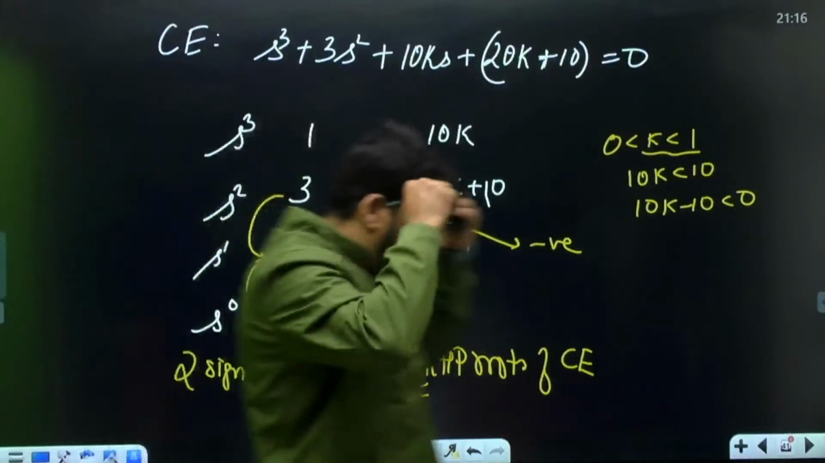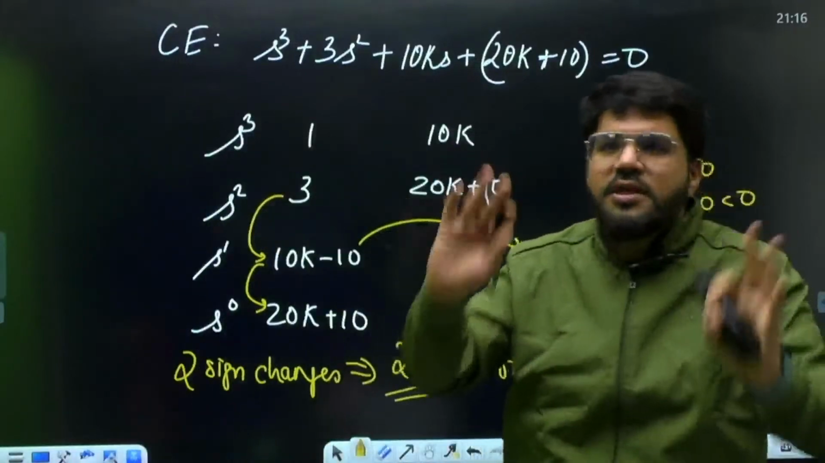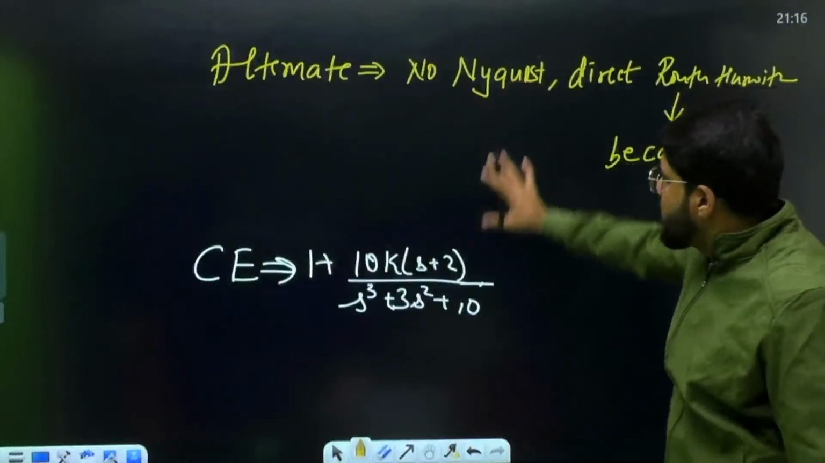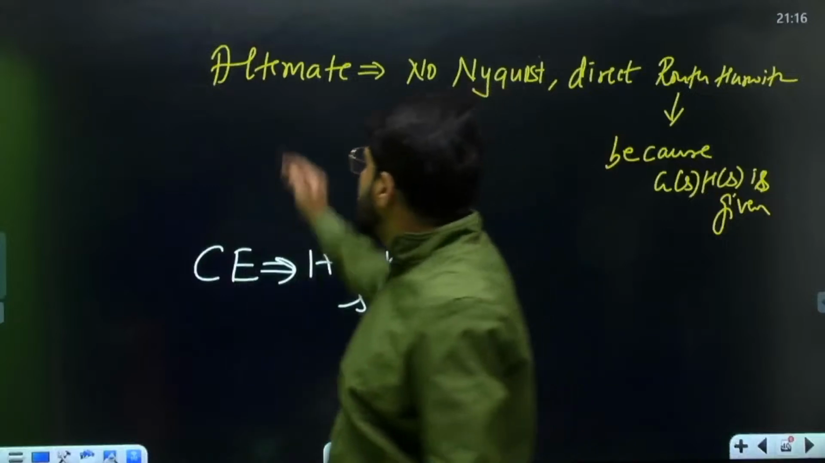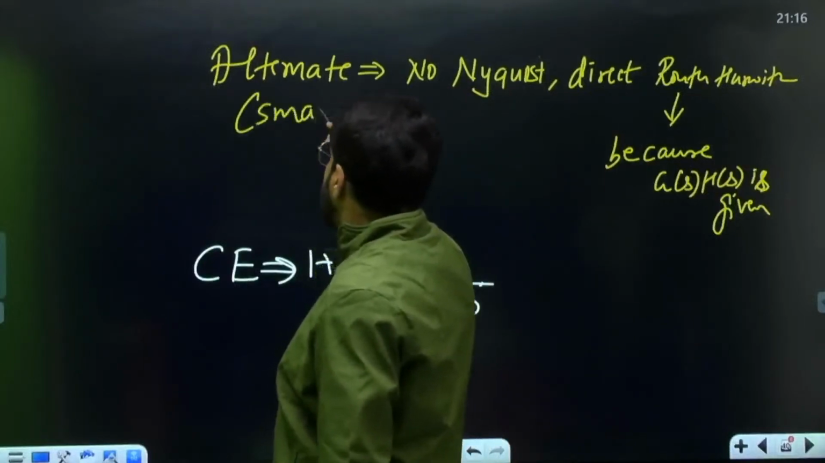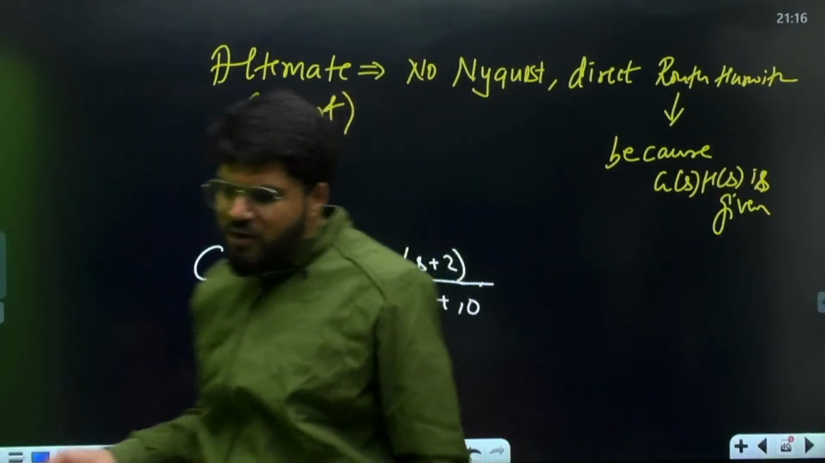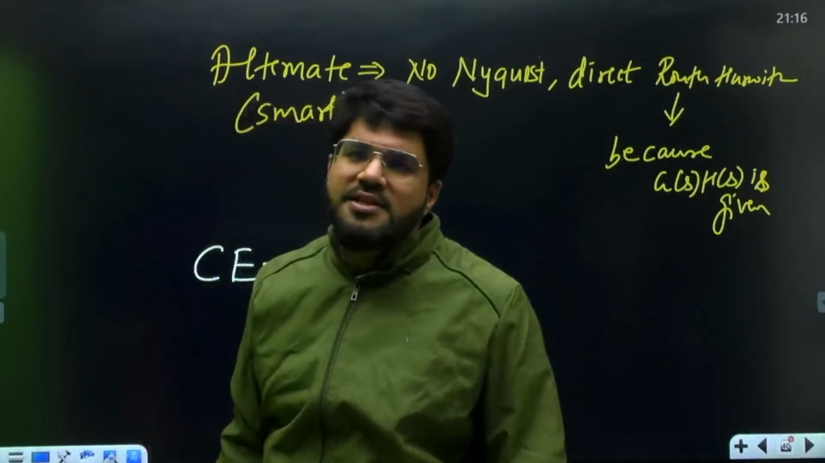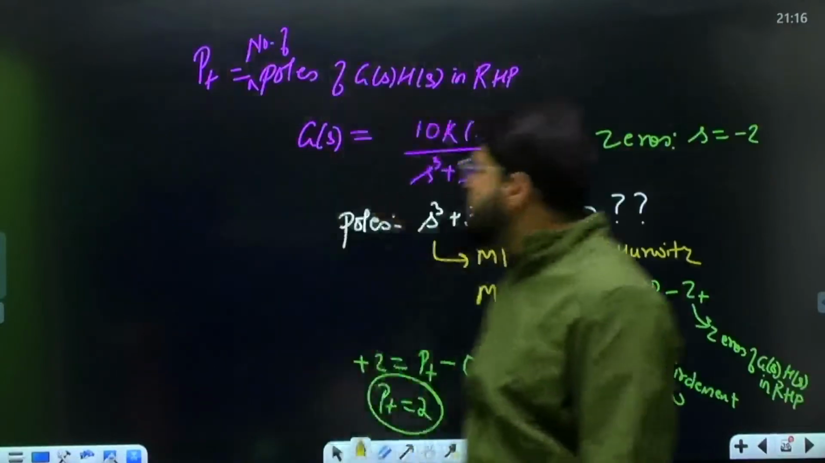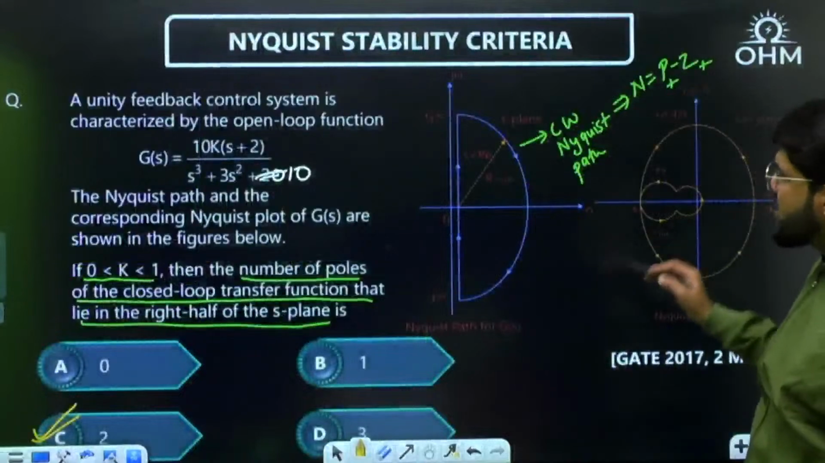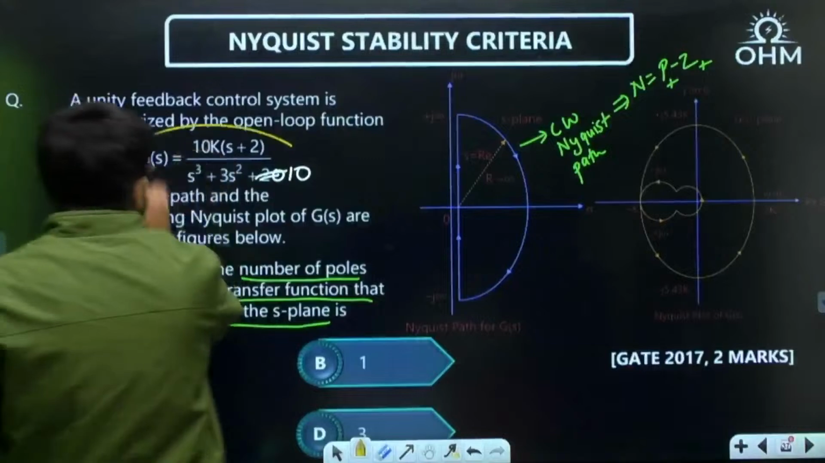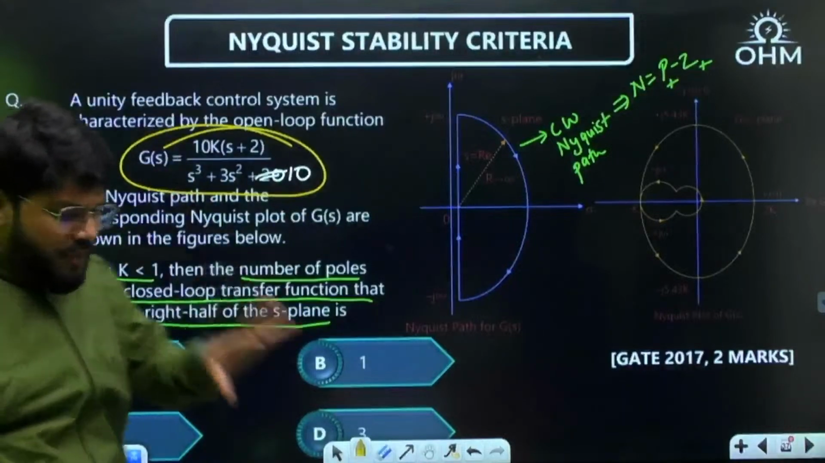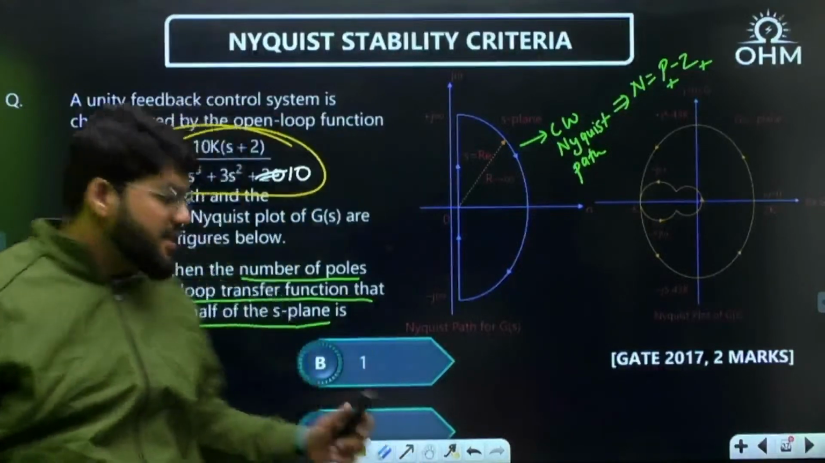This is not at all using Nyquist. Here I've just started the question from here. No Nyquist, direct Routh-Hurwitz. Smart approach. When G(s) is given and you are talking about stability, RH is there. In a very simple method, RH is always there. Actually, if you want to make it a proper Nyquist question, then G(s) should not be given.